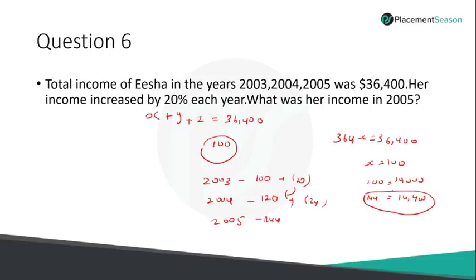So what was the income in 2005? It is 14,400. In 2004 it is 12,000. So adding all these, 10,000, 12,000, 14,400, you will get the combined value of 36,400 in 2003, 2004 and 2005. So assume the value as 100 and you can get the value directly. From 2003 to 2005, 44% has been increased.